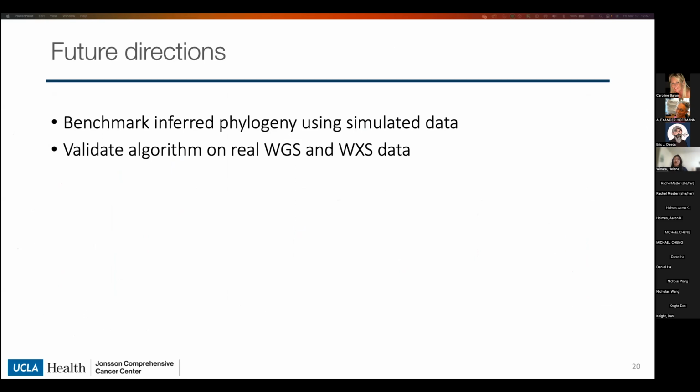So moving forward, we're going to benchmark the inferred phylogeny using the simulated data. And since we have ground truths of these phylogenetic trees, we will be able to measure the differences in accuracy and robustness comparing our algorithm to Pairtree. Next, we would also want to validate the algorithm on real whole genome and whole exome data sets. And this is to ensure that it is able to deal with the real life complexities we see in real data. So yeah, that's the end of my presentation.